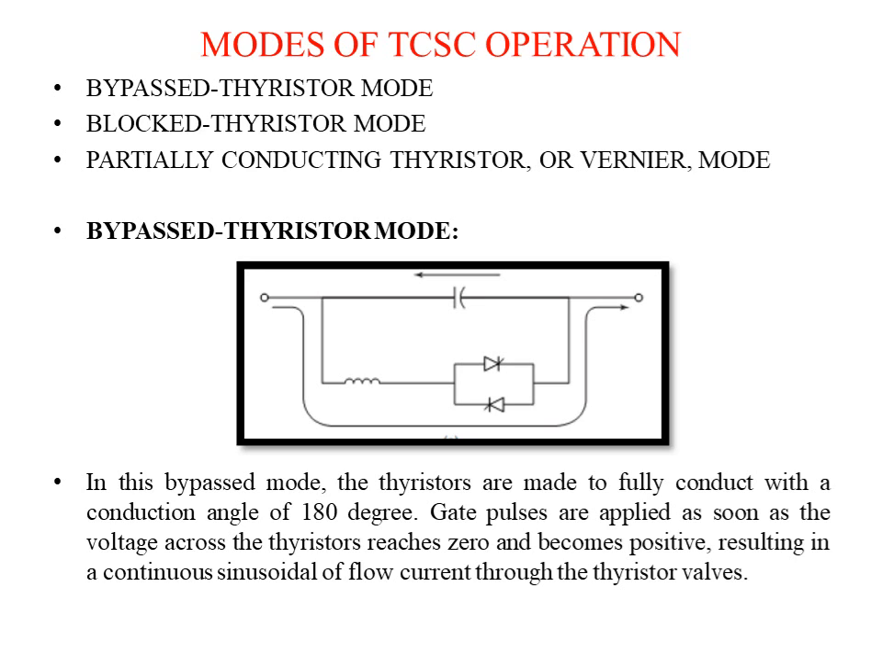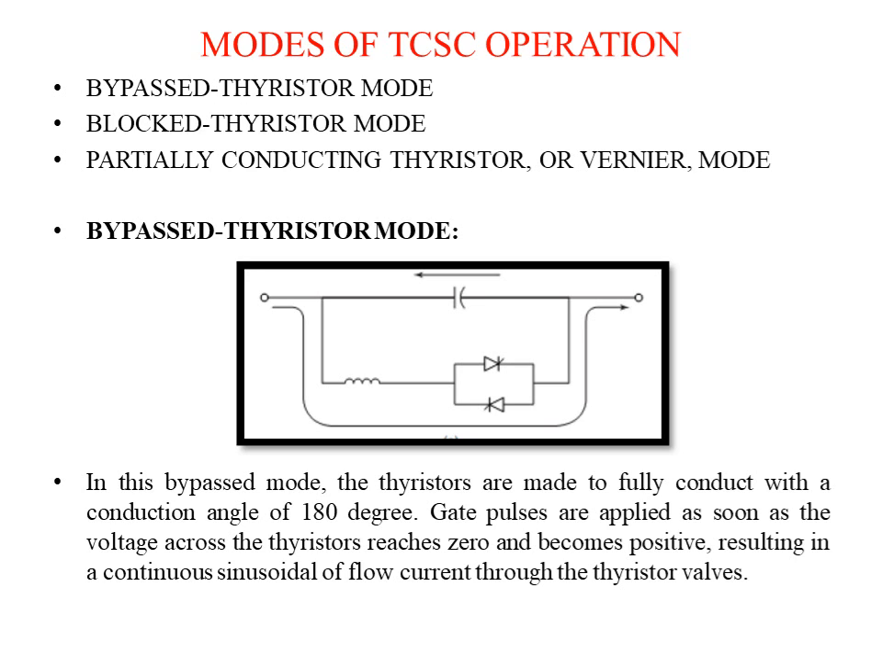In bypass thyristor mode, the thyristors are made to fully conduct with a conduction angle of 180 degrees. Gate pulses are applied as soon as the voltage across the thyristors reaches zero and becomes positive, resulting in sinusoidal flow of current through the thyristor valve. The waveform shows the direction of current, that is, from the source through the thyristor valve.